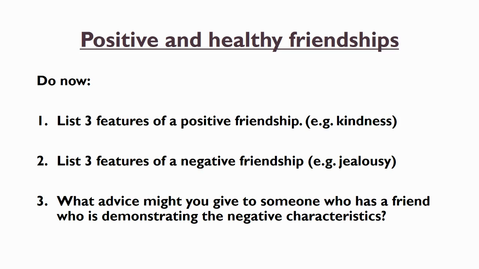Number 1, list 3 features of a positive friendship, for example, kindness. List 3 features that might come in negative friendships, like jealousy. And then, what advice might you give to someone who has a friend who is demonstrating these negative characteristics? So what would you tell someone to do if their friend was showing the characteristics for number 2? So just pause the video and spend about 3 to 4 minutes completing this task.